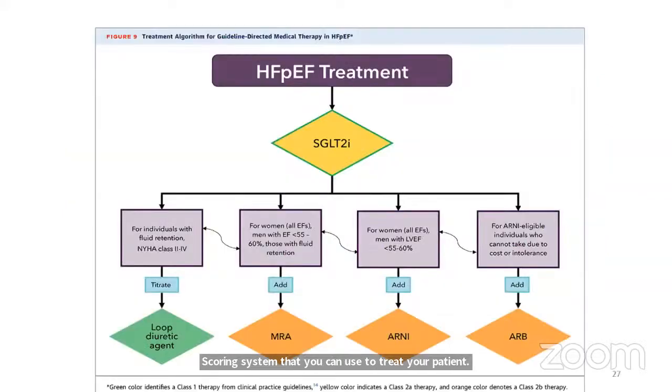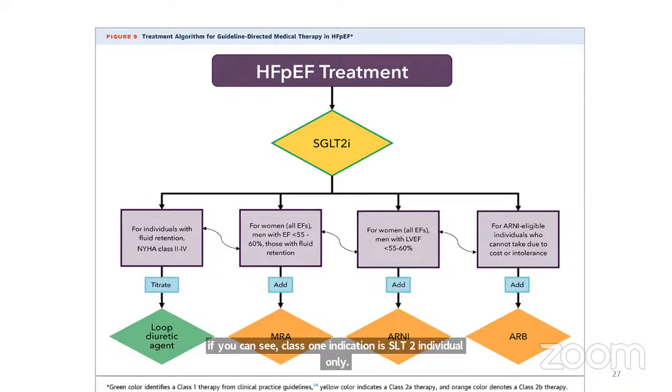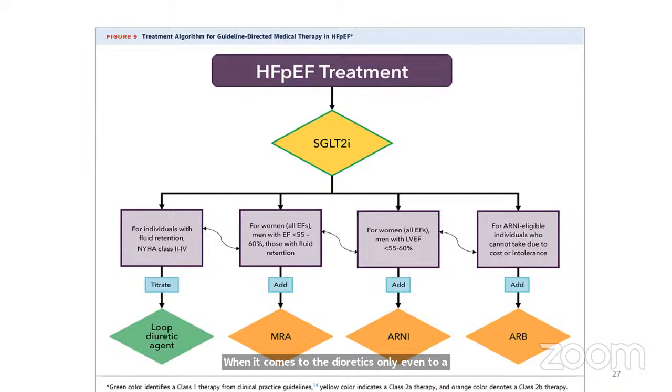So when it comes to the treatment of preserved ejection fraction, the class 1 indication is SGLT2 inhibitor only. Diuretics are only given to a patient who has fluid retention and is in NYHA class 2 to 4. So we will start off with loop diuretic agents. And in a woman with any EF and men with EF less than 55 to 60%, and those who had fluid retention, you can probably add MRA, but it's only a class 2B indication.